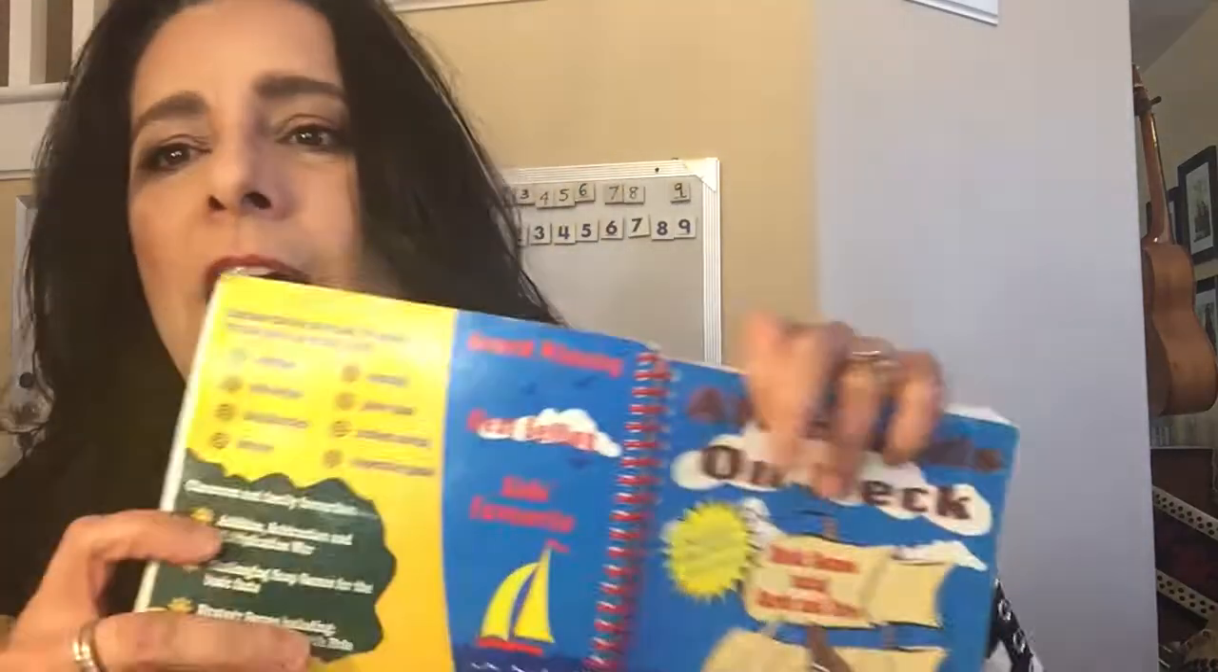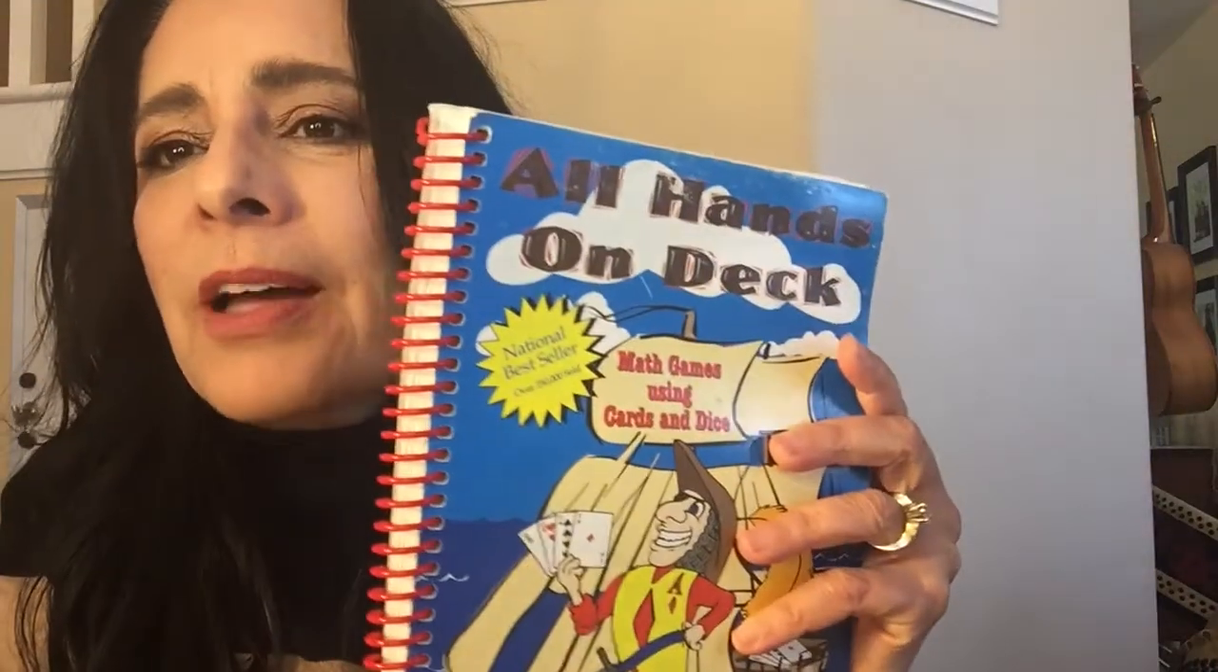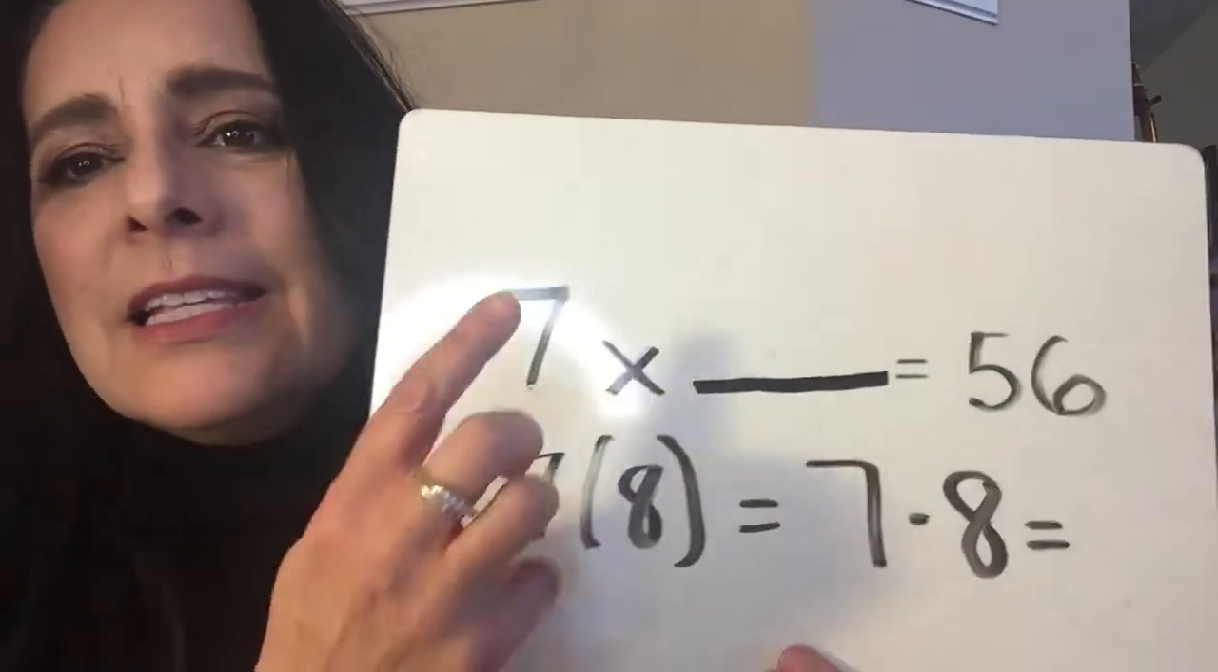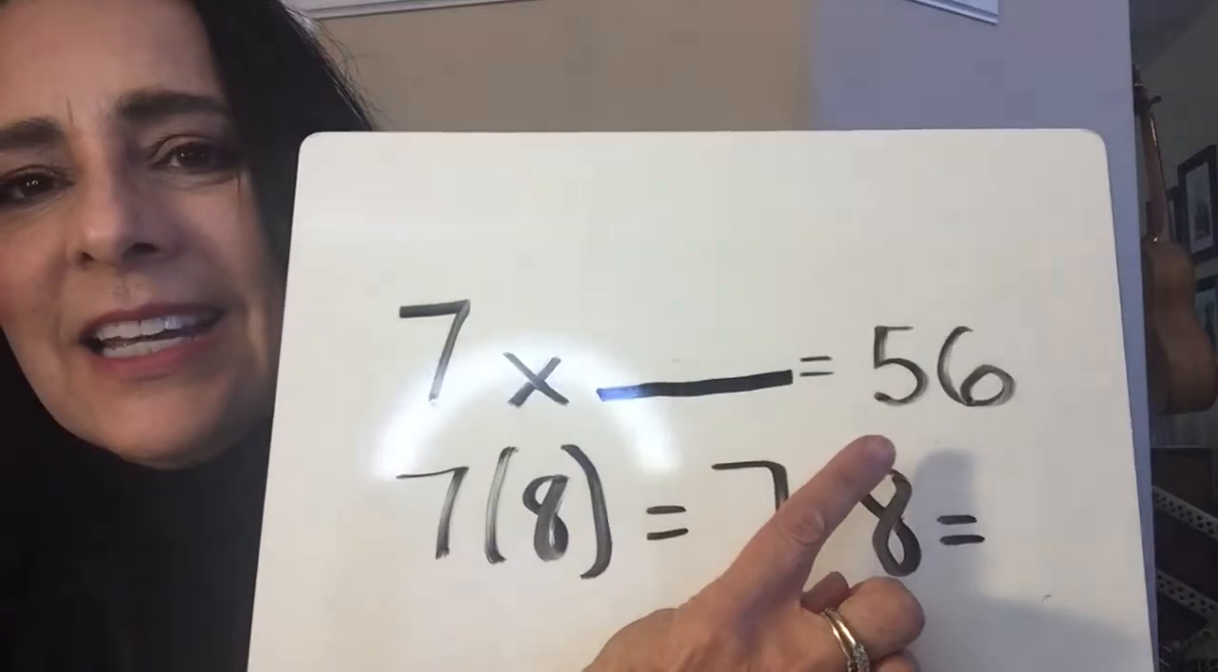It comes to us from this book called All Hands on Deck by the Boxcar and One-Eyed Jack people. And if you buy this game now, it will be much larger than my game. But it's called The Missing Facts. But I've changed it in my classroom to be called The Missing Factors because you'll see that it's really factors that are missing. To play this game, they'll need to practice this skill. 7 times what is 56?